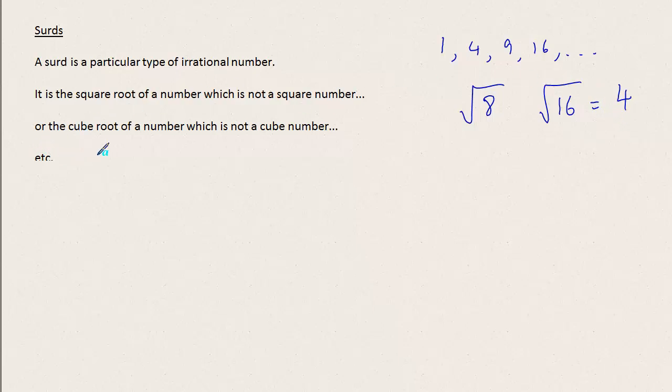It can also be the cube root of a number which is not a cube number. So if we think about the cube numbers 1, 8, 27, 64 and so on, the cube root of 9, since 9 is not a cube number, would be a surd, and so on. So it could be the fourth root of a number which is not a perfect fourth power, and so on. But I've never seen a question ever which isn't either a square root or a cube root.